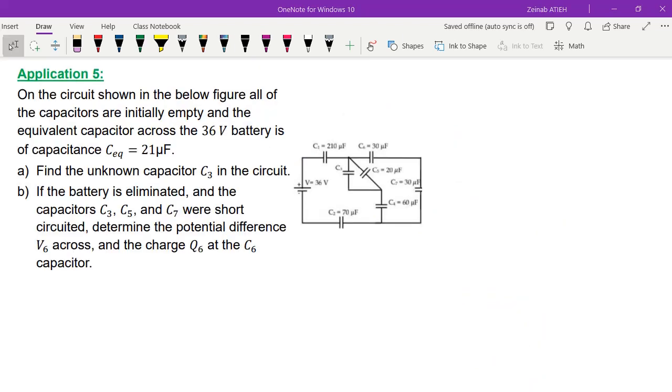Now I will do application 5. On the circuit shown in the below figure, all of the capacitors are initially empty and the equivalent capacitor across the 36 volt battery is of capacitance C equivalent equals 21 microfarad. So he's giving me C equivalent, it's 21 microfarad. Find the unknown capacitor C3 in the circuit. I have to find C3 in the circuit. So this circuit is not hard, it's easy.